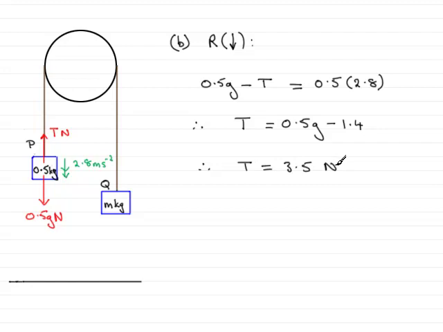3.5, don't forget the units, newtons, okay? The tension then in P is 3.5 newtons. That brings us to the end now of part B.